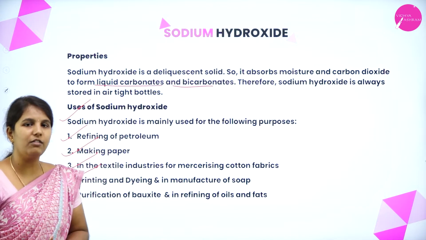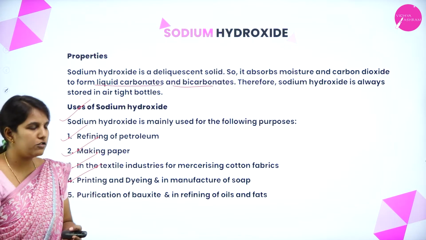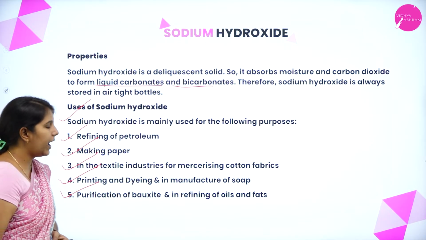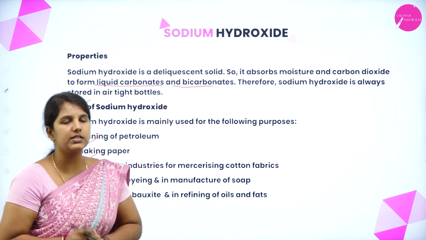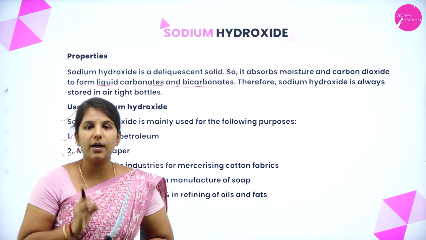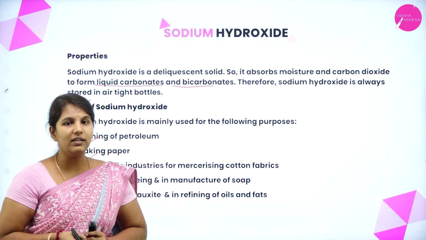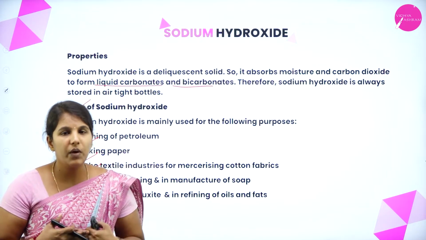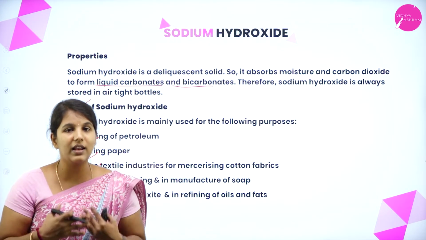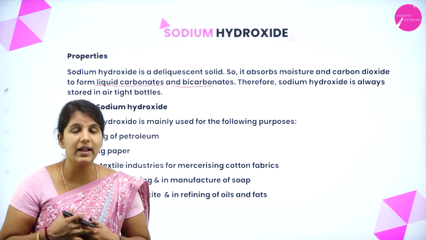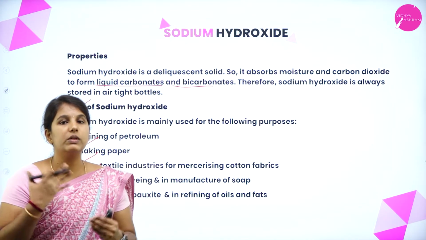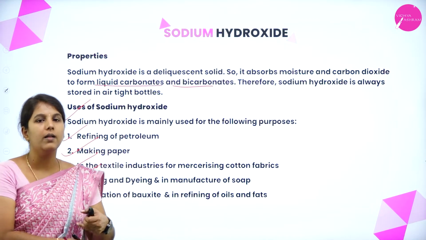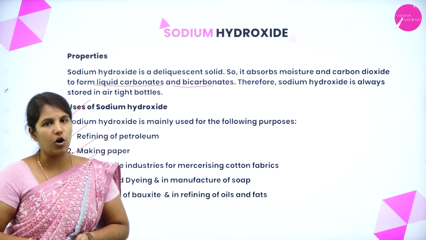That is why we use this compound in the manufacturing of soap, and also in the purification of bauxite and in the refining of oils and fats. So you can see that the uses of sodium hydroxide are plenty. Why is it like that? Because it is another important compound in chemistry which is widely used by other industries as a raw material.